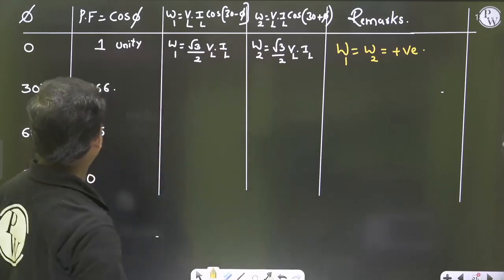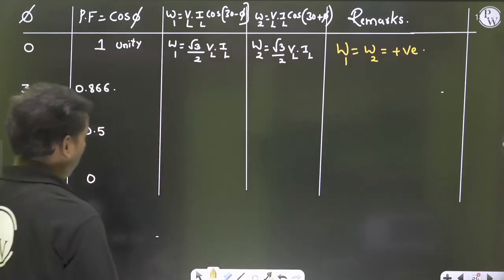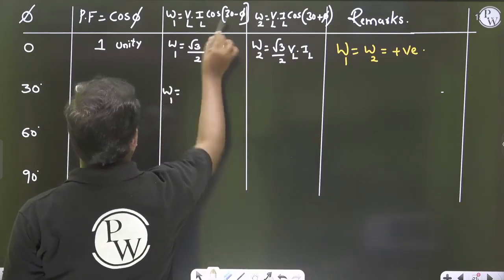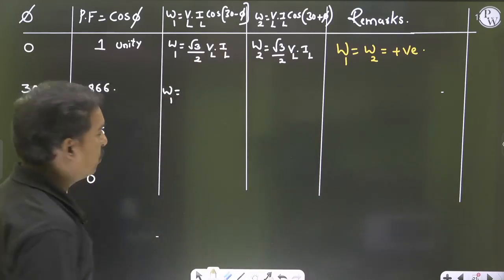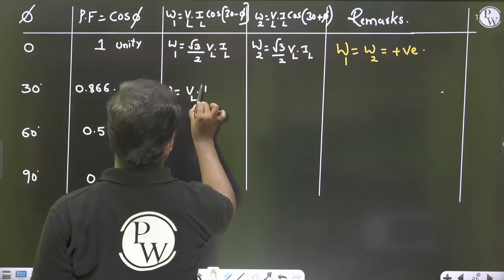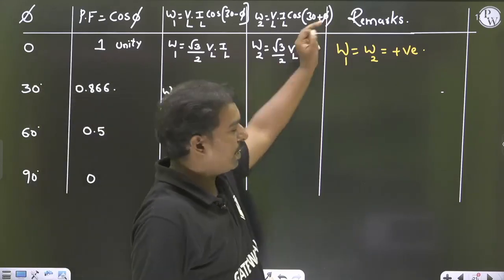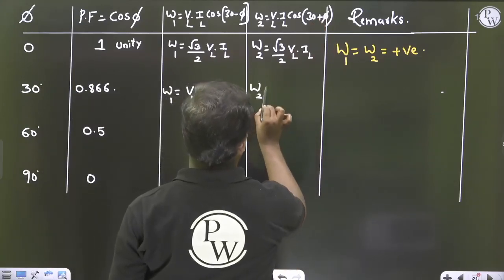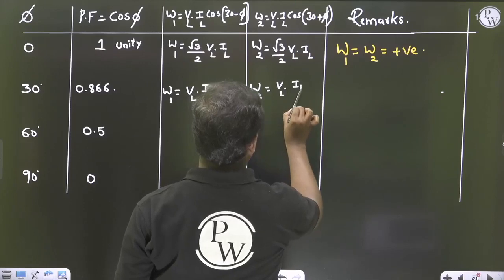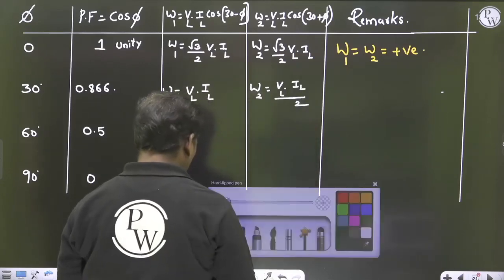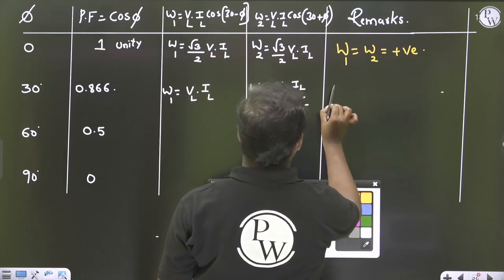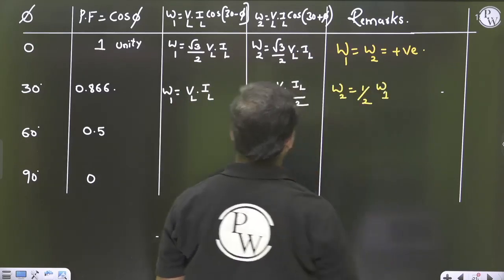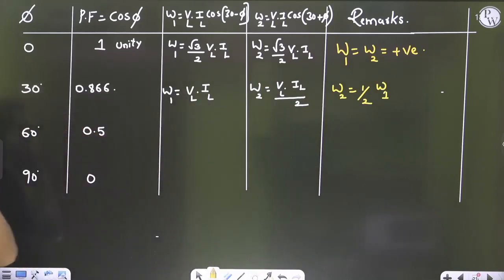Next, if you take phi as 30 degrees, what happens to W1 here? 30 minus 30, 0, cos 0, 1. So this will be VLIL. And 30 plus 30, cos 60, that means W2 is equal to half VLIL. That means one of the wattmeter readings is half of the other, when the angle is 30 degrees.